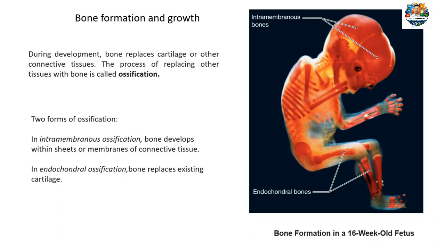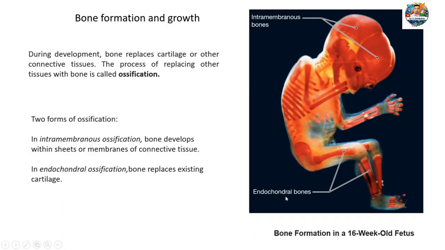Now ossification may have two components: the formation of the bone matrix by the bone cells, and the deposition of minerals in the bone. And there are two forms of ossification depending upon the origin of the bone formation. One is called intramembranous ossification. Here, bone develops within sheaths or membranes of connective tissue, whereas in endochondral ossification, bone replaces existing cartilage.